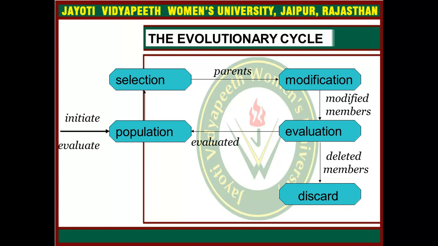First is the selection, the parents transferred for modification, then the modified members come into the evaluation part, and after evaluation we store the values or send them into the population, and this population is initiated and then evaluated, or if it is required in the evaluation then delete some members, or discard, or you can say terminate.